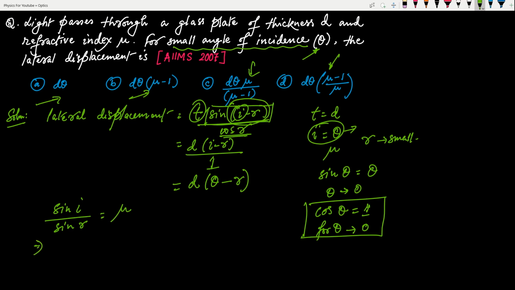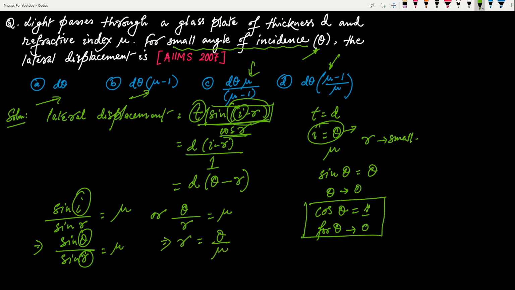Now here I is theta, and theta is very small, so we can write that sine theta by sine r is mu. Since theta is small, sine theta can be written as theta, and if theta is small, then r will also be small. Therefore we can write that sine r is r, so theta by r is equal to mu, or we can say that r is equal to theta by mu, isn't it? Once we have solved this, it's very easy.